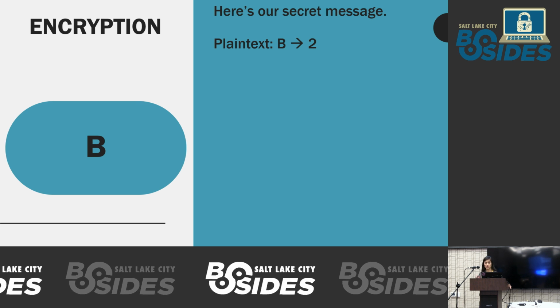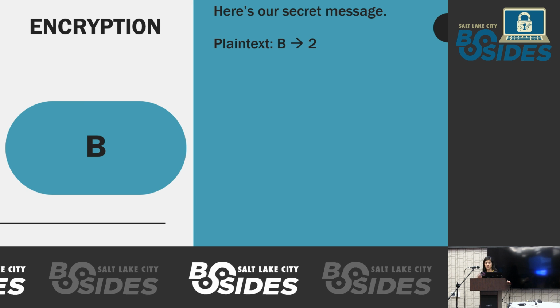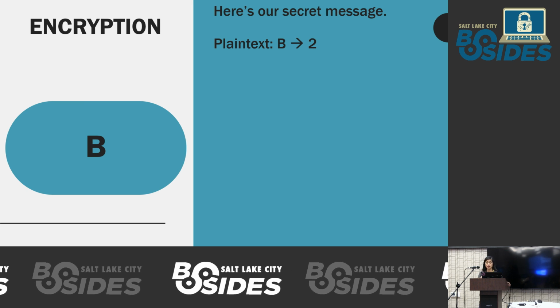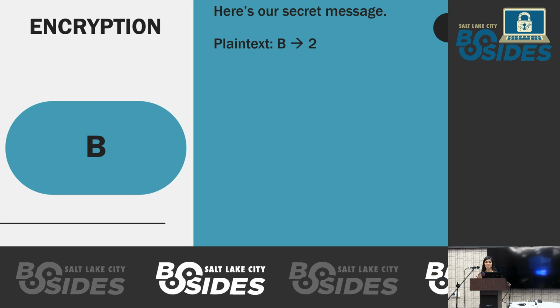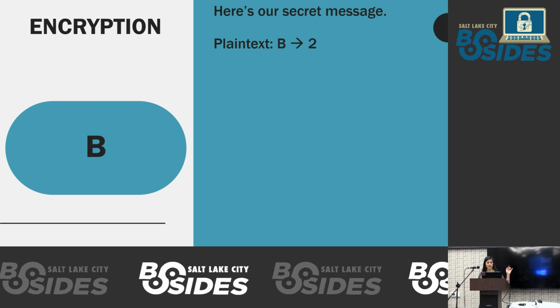So we're going to go through an example, and this is going to be very simple. Back to middle school, the message I'm sending to my friend is B. I don't know if I'm cheating on a test or something. Don't cheat, kids.